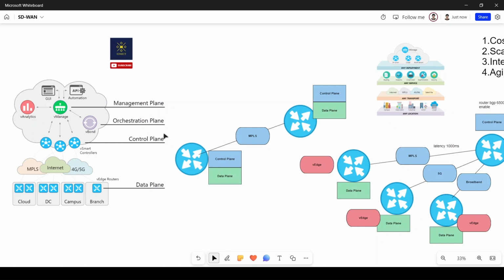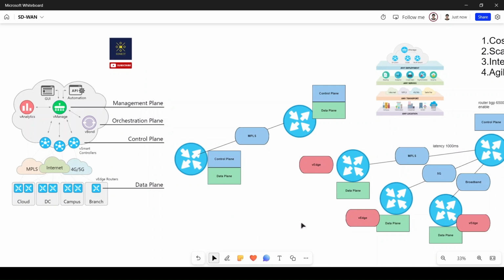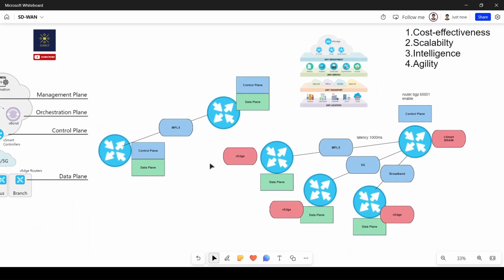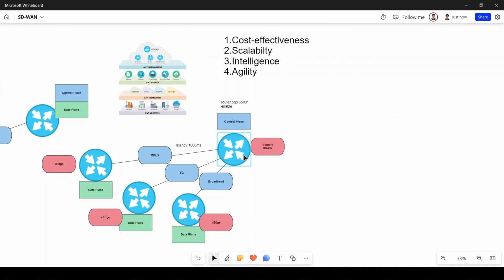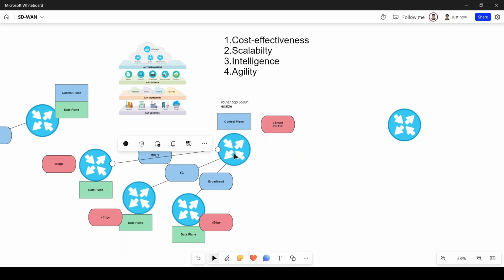Okay, so let's actually write this down somewhere. Let's assume that this is the continuation of our SD-WAN architecture. It might look a little bit unclean, sorry for that. And vBond has to connect to the vSmart, right?